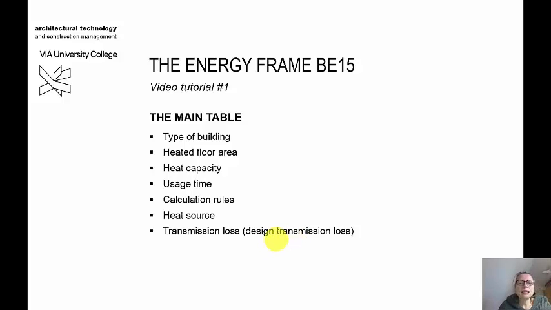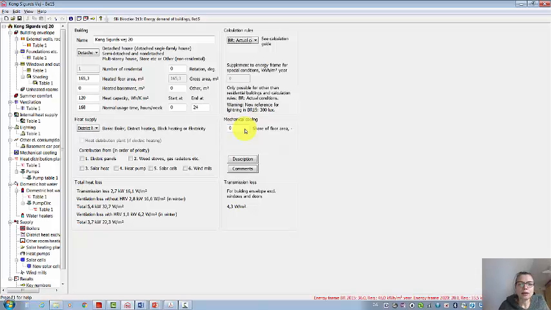Hello, this is the first tutorial where I will introduce the main page to the energy frame BE15. The subjects I'll go through are those listed up here, and these are also the cells that we have in the main table. If we go to BE15, you can see that we have the main page here, and because it's bold over here, that means the main page is showing here.